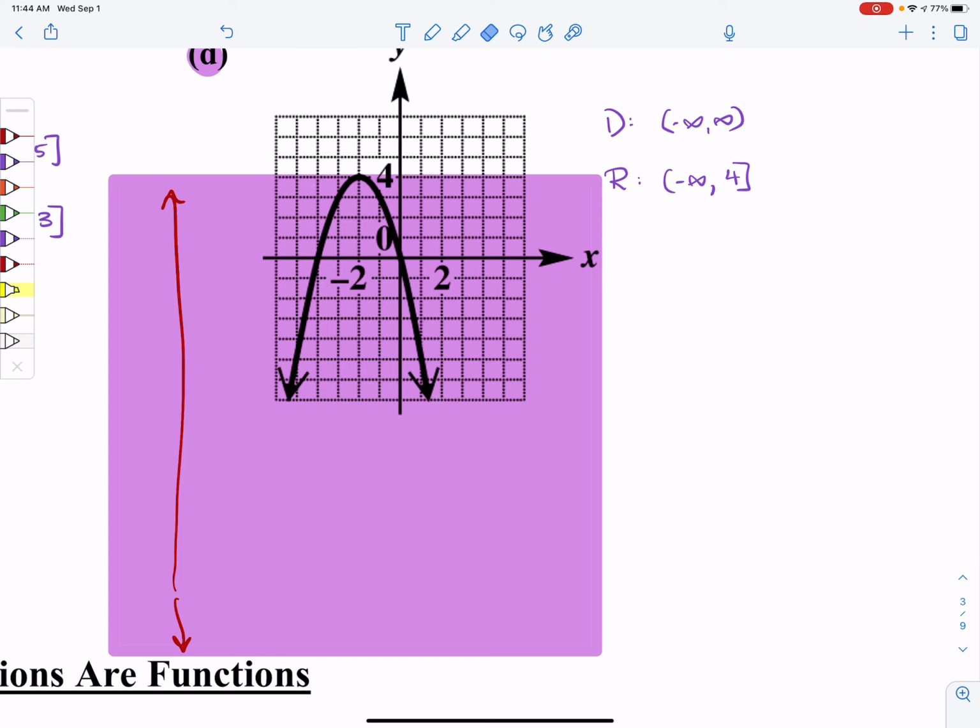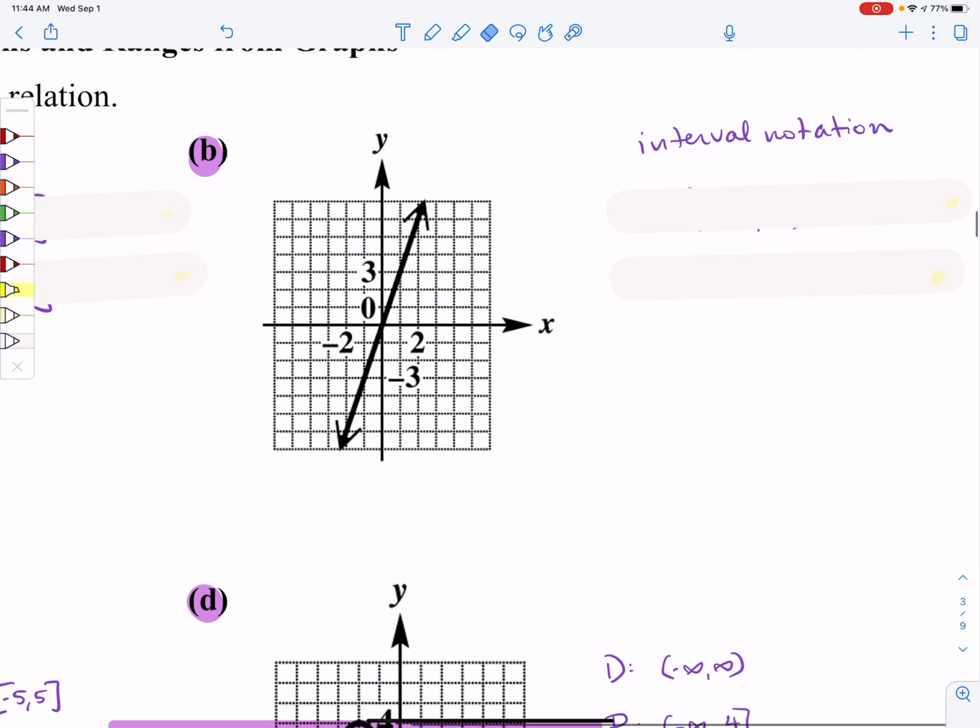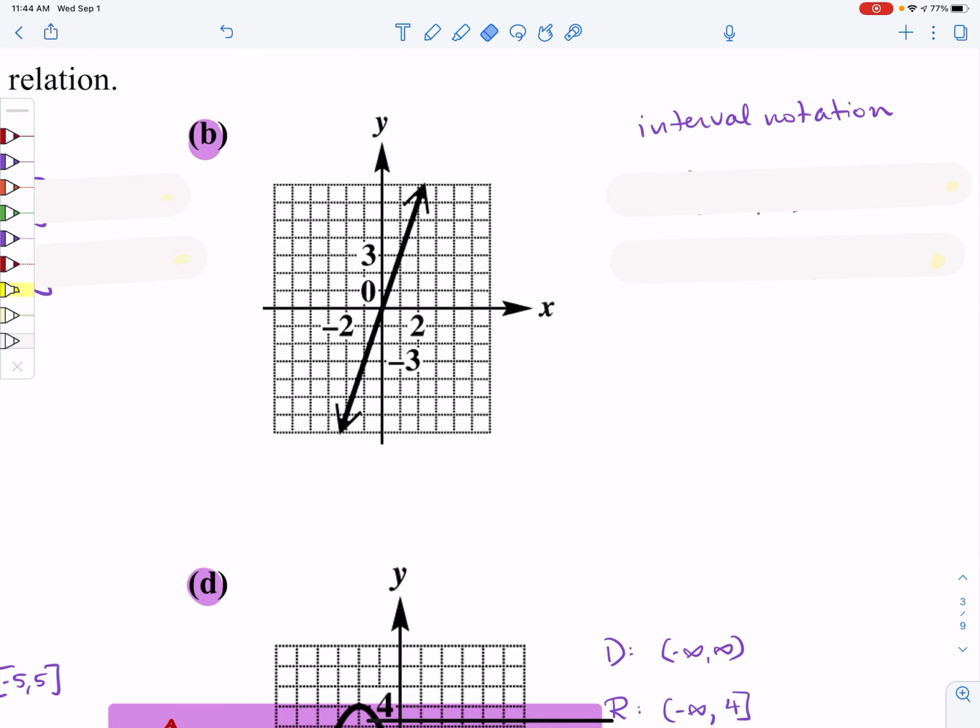Okay, so now without the box, let's go up to part C and let's think if we can do the exact same thing here. Imagine that you have a box. So the left and the right sides of the box would be getting wider and wider and wider. So we would say that our domain is -infinity to +infinity. My range is also going to go down, down, down forever and up, up, up forever. So it's also going to be from -infinity to +infinity.